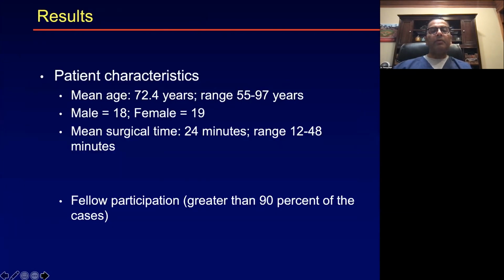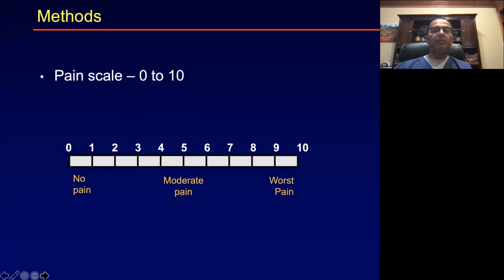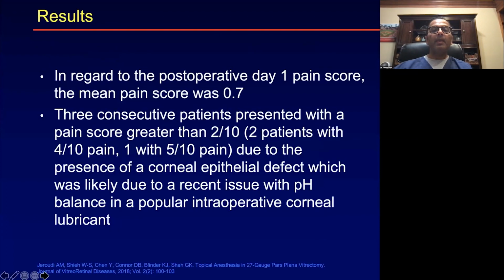And the characteristics in our group were 72 years of age, who was the mean age. We did have our fellows participate in surgery, greater than 90% of the cases. And the data we collected was the most painful steps, amount of liquid, amount of IV anesthetic that was used, and the perceived adequacy of anesthesia. And this was a pain scale we used, and we collected this data. And this basically showed you the amount of pain at each time. So trocars, endolaser, scleral depression, and conjunctival closing. So the mean pain score was 0.7, quite low.